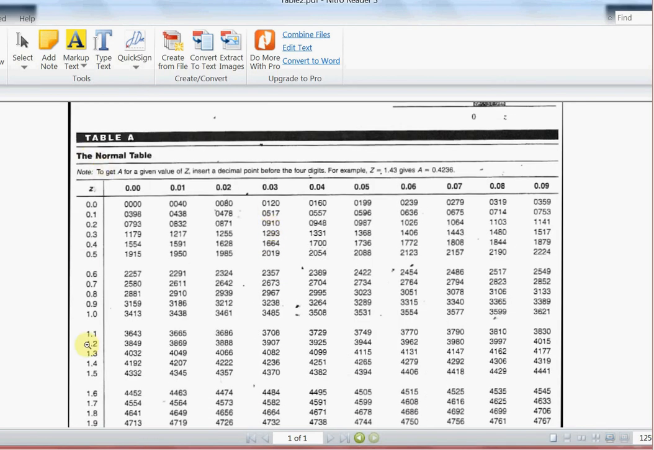Now, the first column gives us 1.2. You also need to find the second decimal place, 0.07, right here. So you read this across until you come across the column with heading 0.07. You have this percentage number 3980. Okay, so that is what we need.